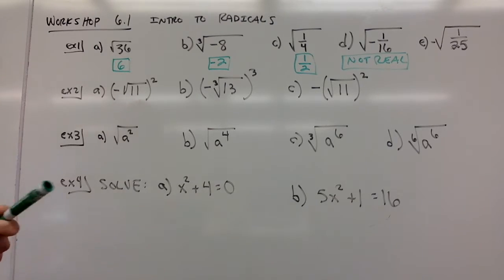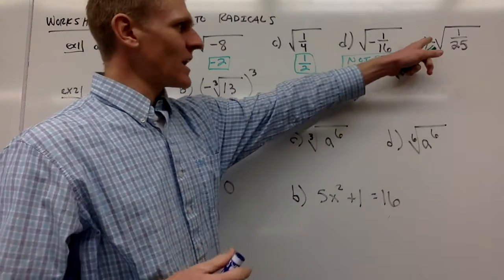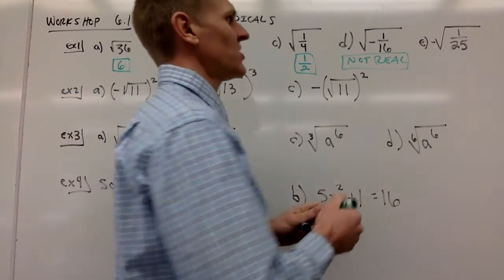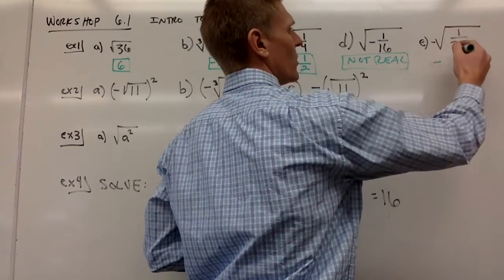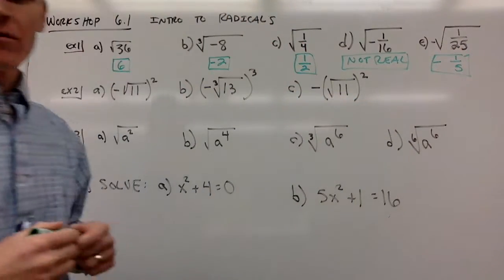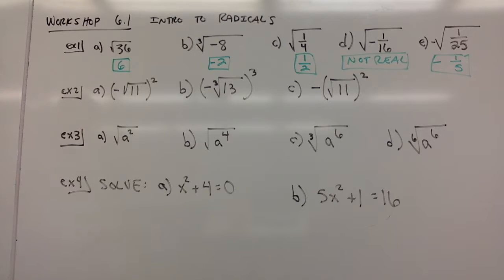In E, notice that the negative sign, there is a little negative sign there, has moved outside of the radical. So you're just going to attach that to what the square root of 1 over 25 would be, which is 1/5. So hopefully you look at all of those and they're really relatively easy.